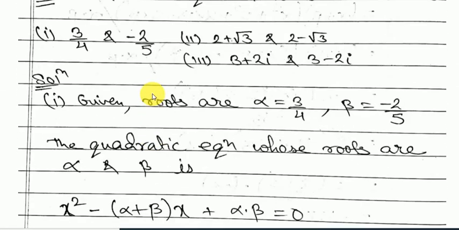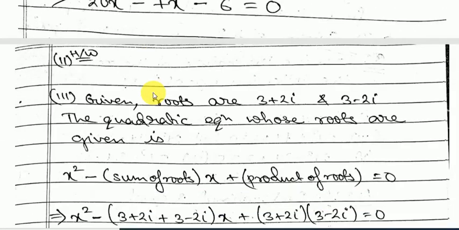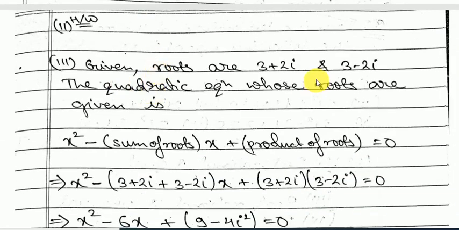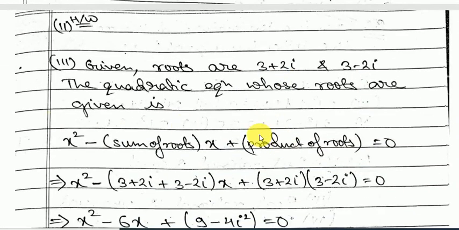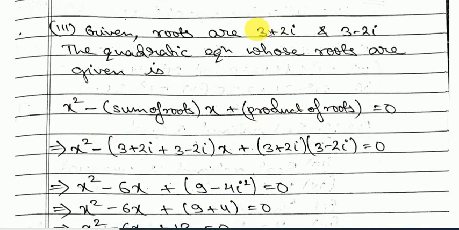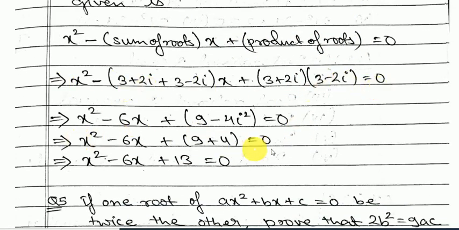Number 2 is left as homework for you, and number 3 I've done over here. Given roots are these, so the quadratic equation whose roots are given is given by this. You could have done the same way, taking these to be alpha and beta, you could have done it that way also. Here I have not assumed alpha and beta, I'm writing directly: x squared minus sum of the roots, so I have to add these two, into x plus product of the roots, multiplied right over here. Substitute these values, and after that simplify it and you get a quadratic equation.